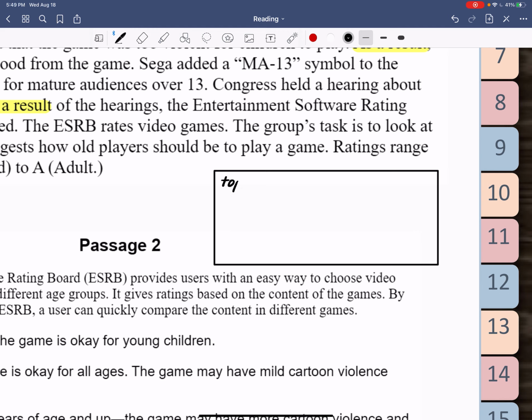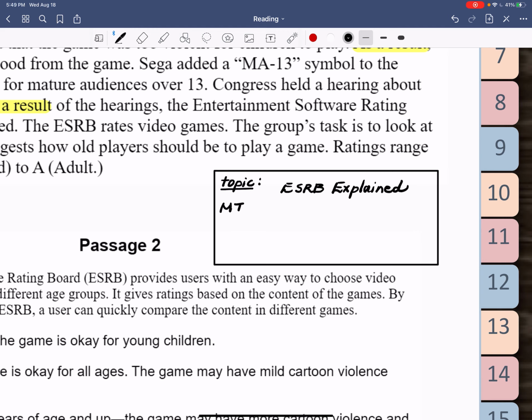So the topic of this one is definitely going to include the ESRB. And in this paragraph or passage, they are explaining the ESRB. So I'm just going to say that is explained.